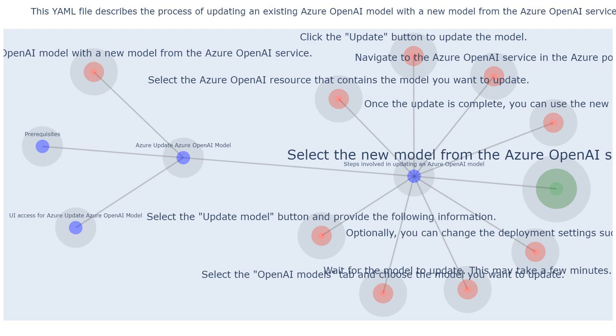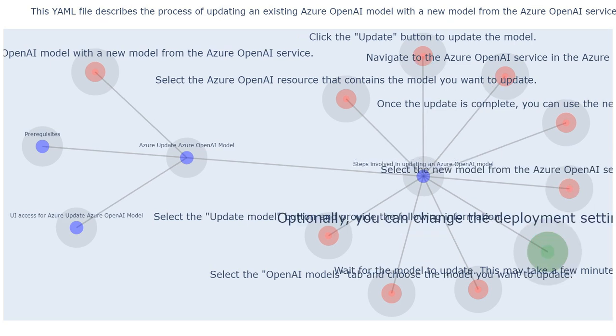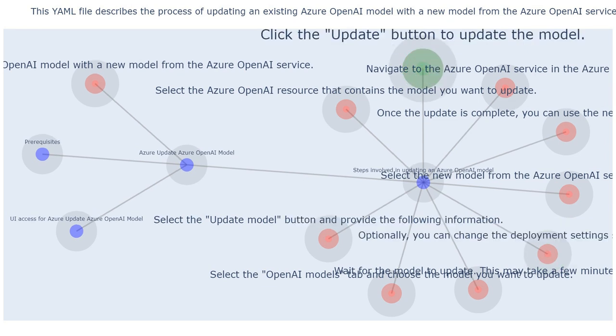The Azure OpenAI service offers a variety of models for different use cases, such as text generation, code completion, and translation. Optionally, you can adjust the deployment settings for the new model. These settings may include options for the compute size, which determines the processing power allocated to the model. Click the Update button to initiate the model update process. Once clicked, the Azure OpenAI service begins updating your resource with the new model.